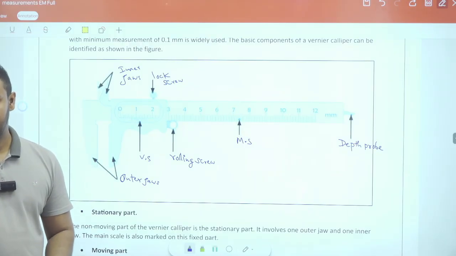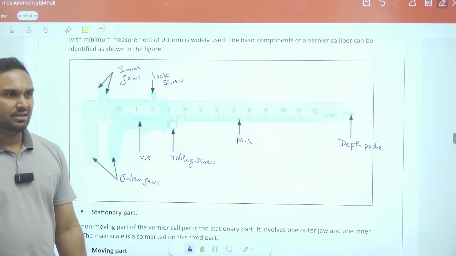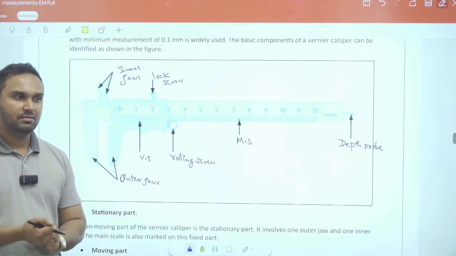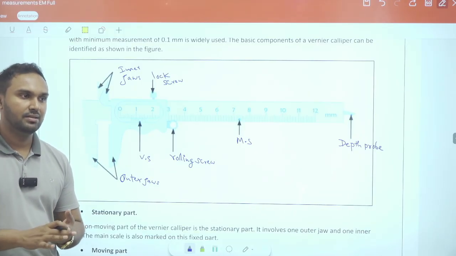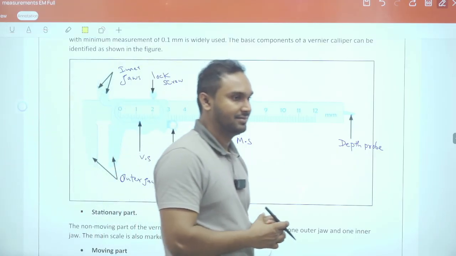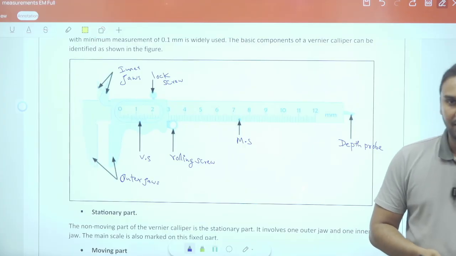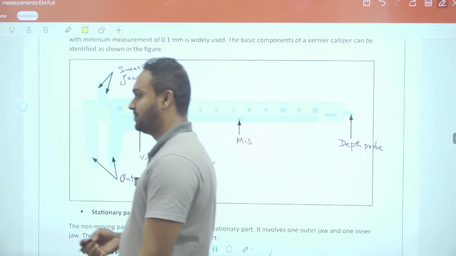These parts you have to know. Rarely there can be a structured essay question on labeling the parts of the vernier caliper, but rarely. It's hard to say, the chance is very low. But you have to know the parts.